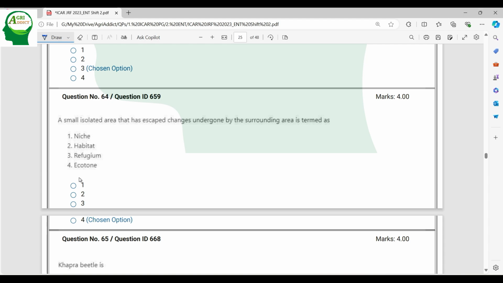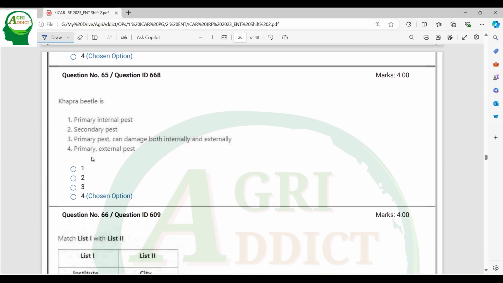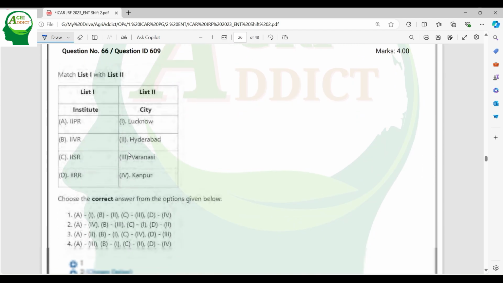A small isolated area that has escaped changes undergone by the surrounding area is termed a refugium. A question from ecology. The next question: Khapra beetle. You all know that Khapra beetle is a primary pest and an external pest, primary external pest. That is option 4.